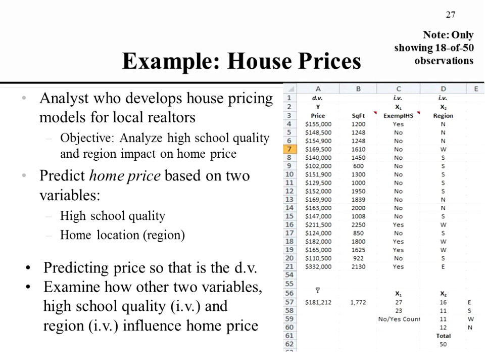And then we have region, and I categorize region as north, south, east, or west. And so our X2 region, you can see our categorical data is N's and W's and S's and E's.